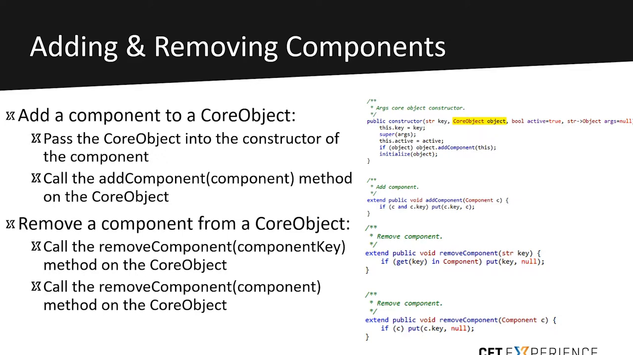To remove a component from a core object, there are two different remove component methods. The first one takes in a key and the second one takes in the component. So if you don't have access to the component, but you know exactly what key of the component you're trying to remove is, you can just pass in the key and it will loop through all of the components on your core object and remove it at that point. But if you have access to the component as you're trying to call remove component, you can simply pass it in, and I think that's easier. So that's what I prefer to do, but either way is fine.